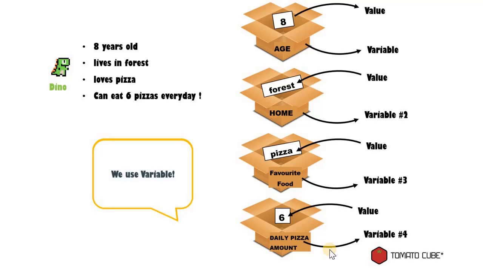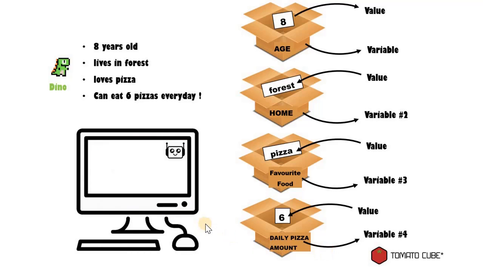So now I have 4 variables. And how do I code that in my computer? I'll say var age, var stands for variable, and equals to 8, meaning I'm assigning value 8 to my variable age. And then the second variable will be home and equals to forest, which is the value for my variable home. And then I have a third variable called favorite food, and the value will be pizza. Then the last variable is daily pizza amount. So the value for that is 6.